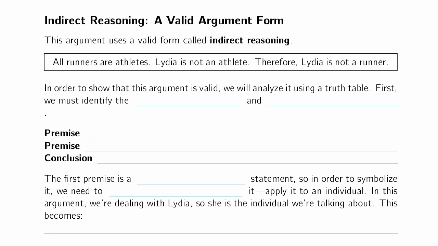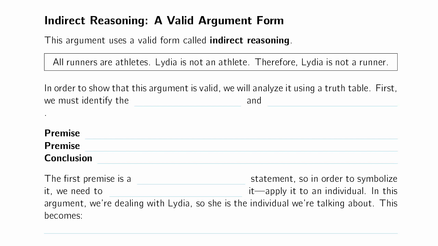This argument form is called Indirect Reasoning. It also has a Latin name. I'll tell you about that in the next video. So our example argument that uses this form is going to be, all runners are athletes. Lydia is not an athlete. Therefore, Lydia is not a runner.